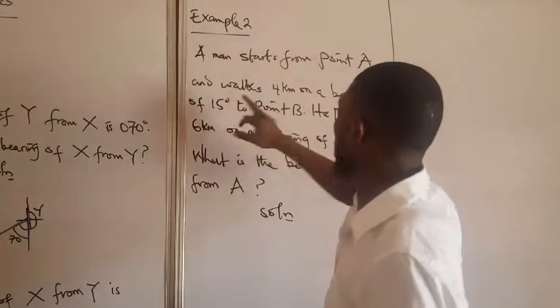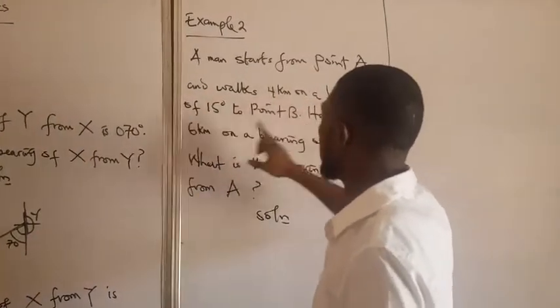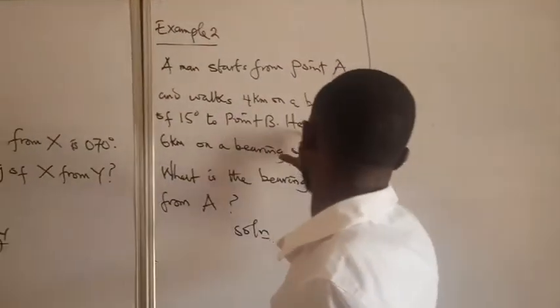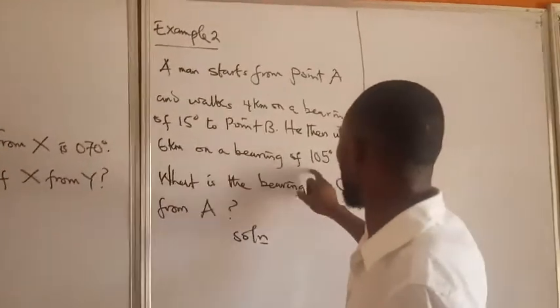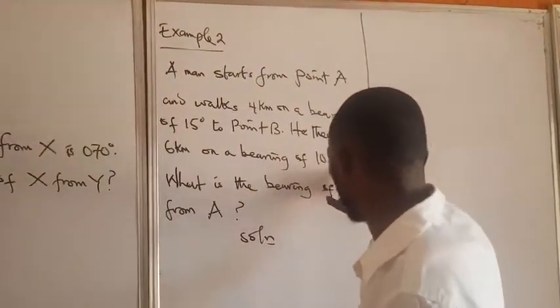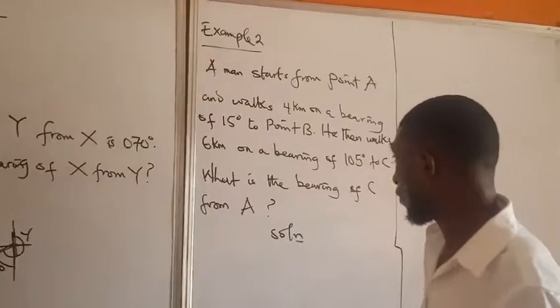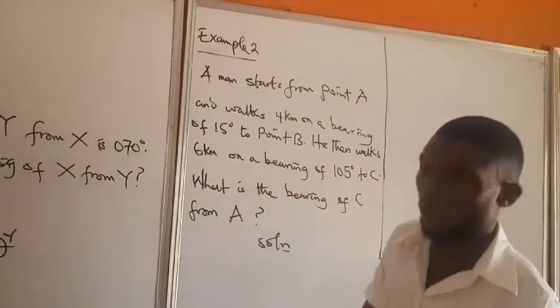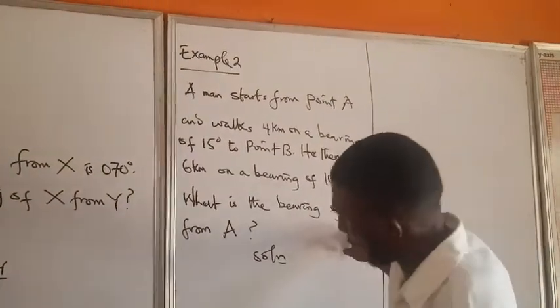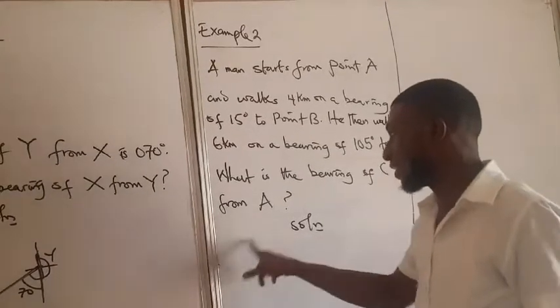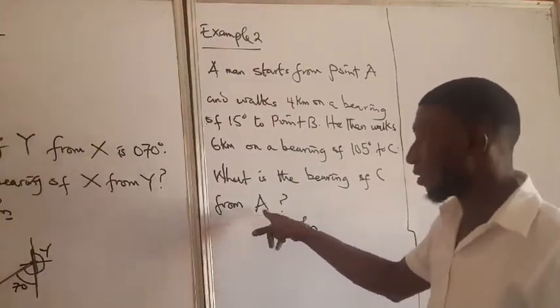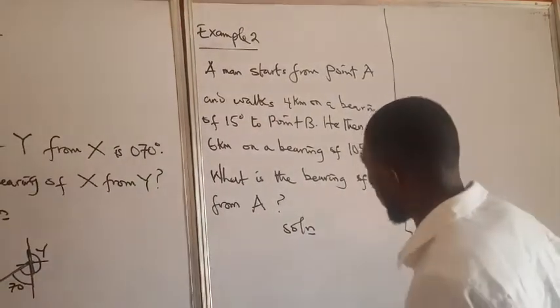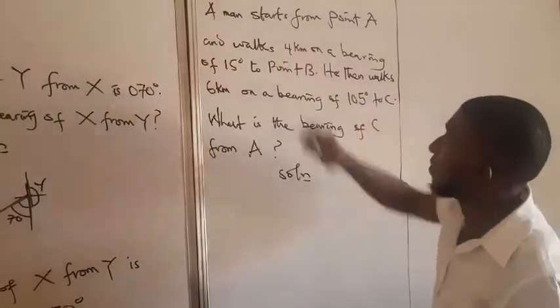Start from point A and walk 4 km on the bearing of 15 degrees to point B. He then walks 6 km on the bearing of 105 degrees to C. What is the bearing of C from A? The meaning of "from A" is that the direction is coming from here, from A. Don't forget that one.